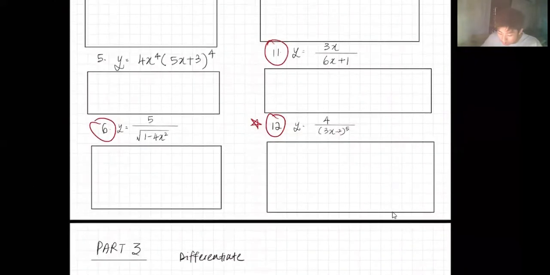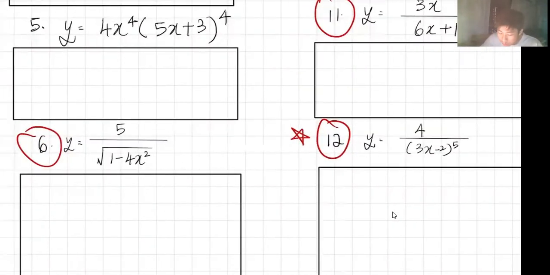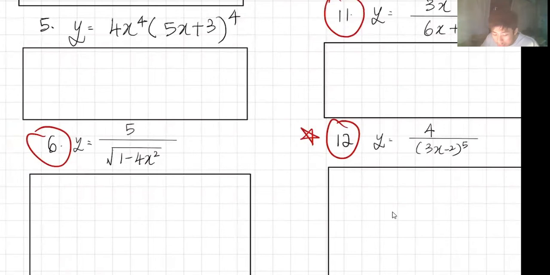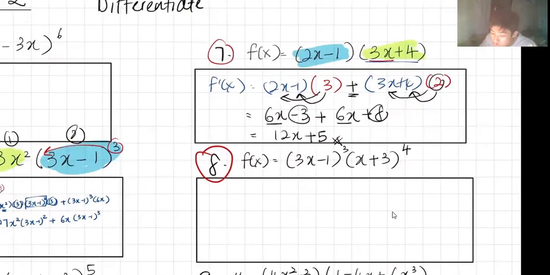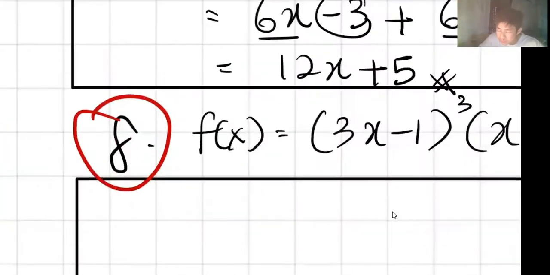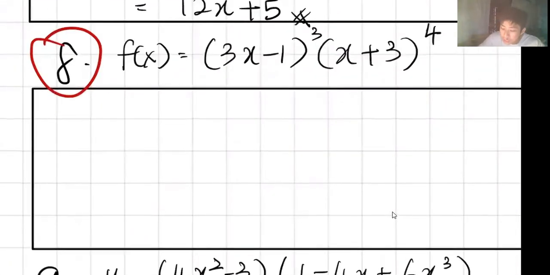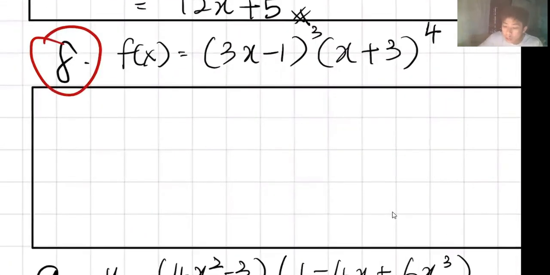3, 4, 5. I won't go through 6. Okay, 6 is quite tricky. No problem. 6 I don't want to do first. I want to do 8 first. How do you differentiate 8? It's also by product rule. Why? Because on the left has something with x, on the right you have something to do with x.